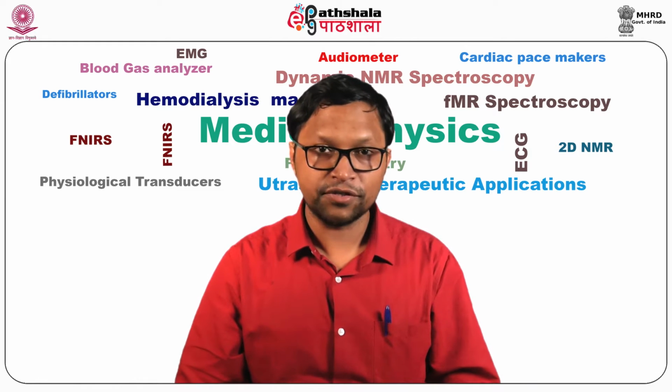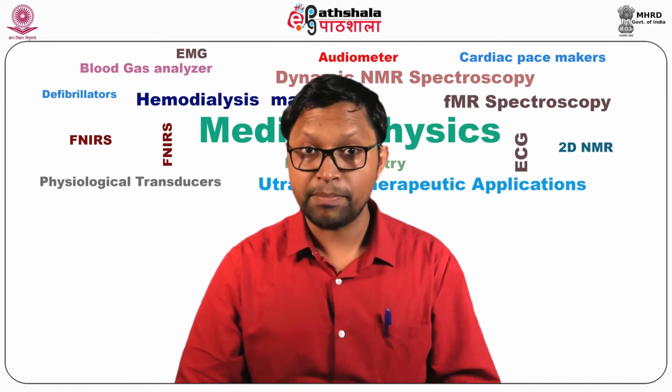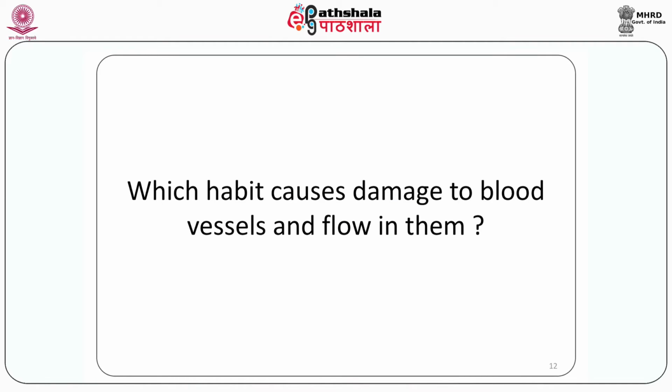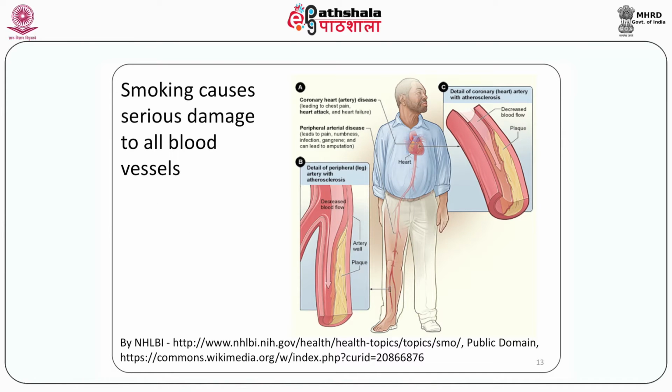What happened to the foot in the previous slide may also happen to the hands. The hands, being peripheral organs, may show a gradual loss of function or loss of normal color, and necrosis. Here is a question to you. Which habit causes damage to the blood vessels and decreased blood flow in them? Smoking is such a major insult to blood flow that it may result in all sorts of serious insults to vital organs and also to the peripheries.